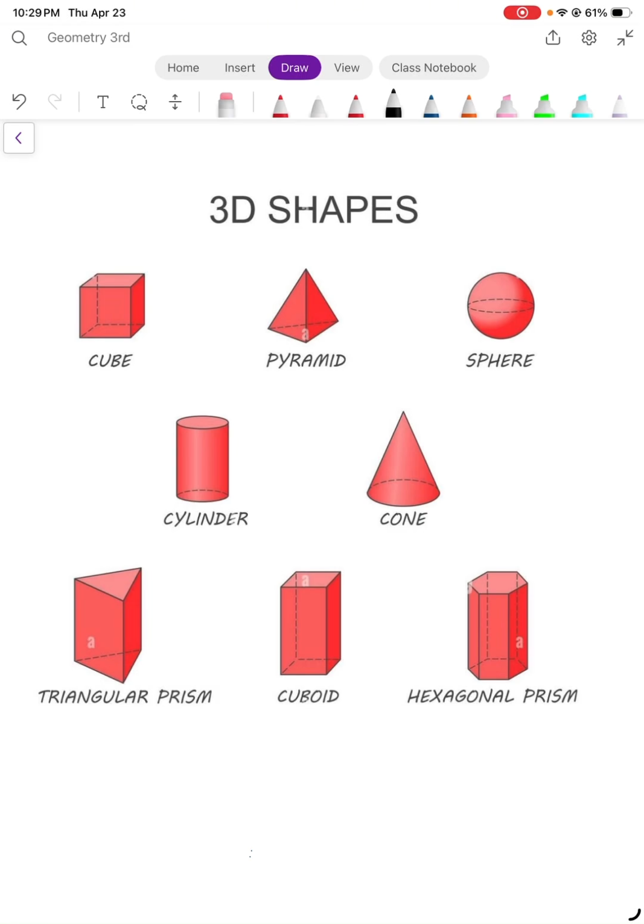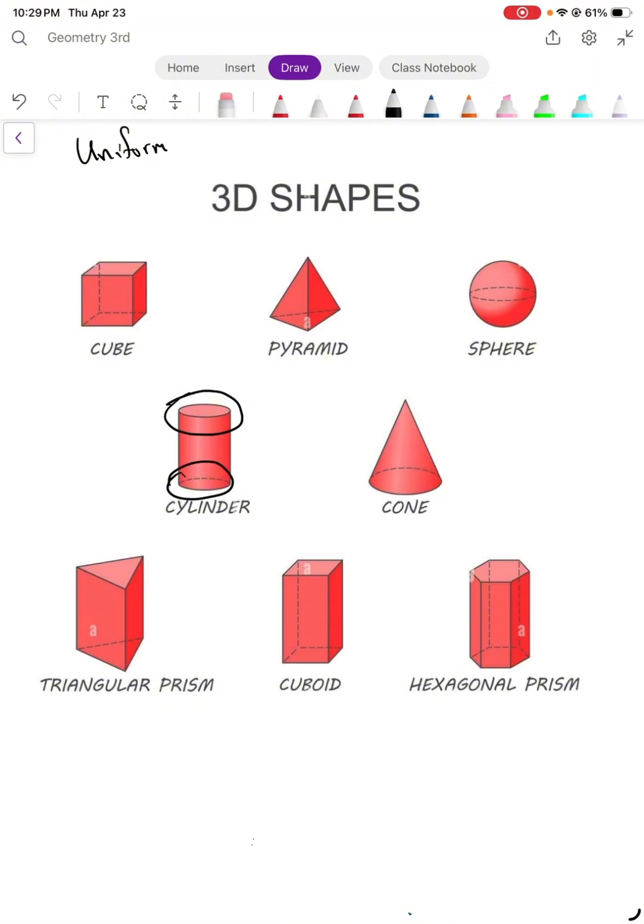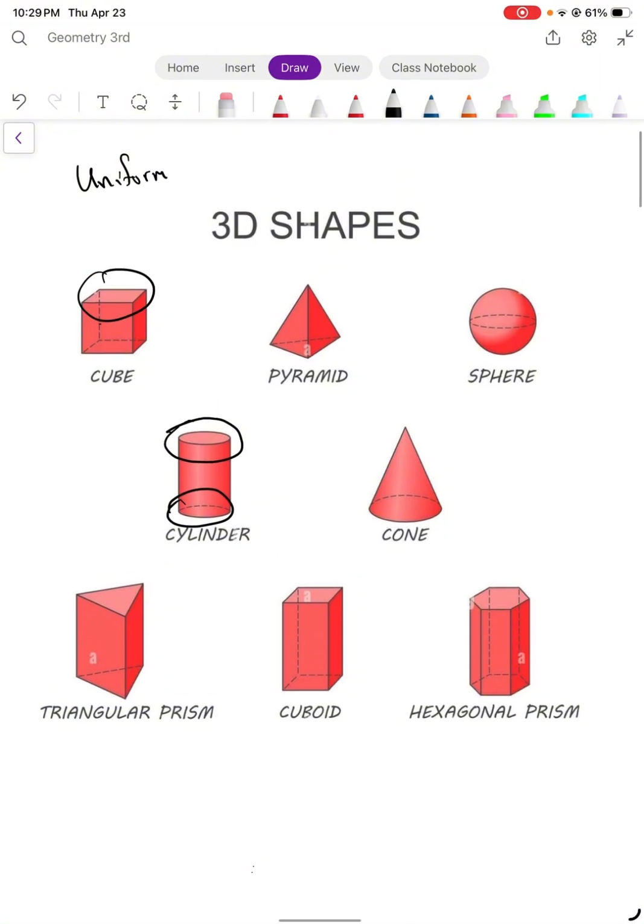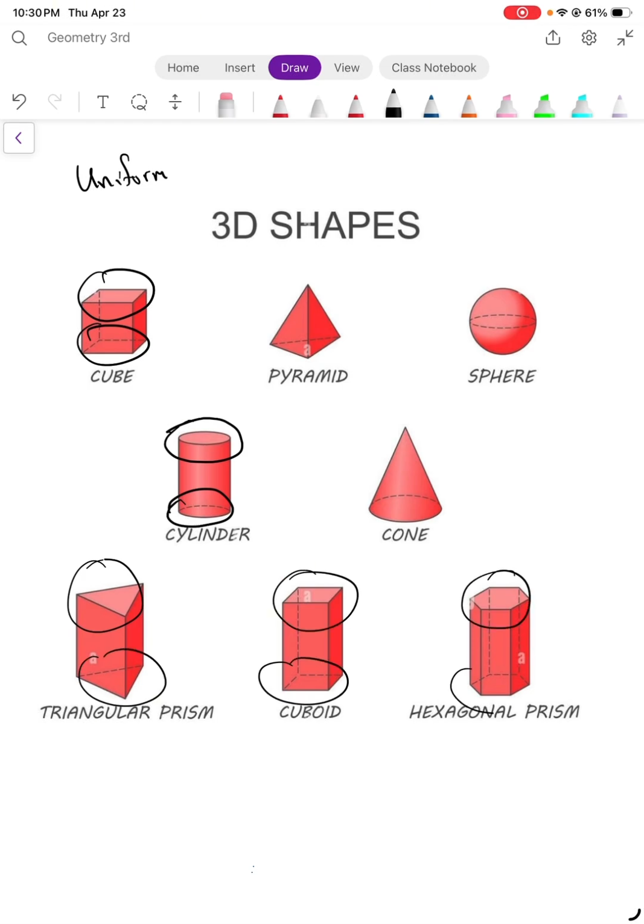Now, I want to point out that there's three different categories of these shapes that we're going to be talking about. The first category I call uniform shapes. The uniform shapes have a top and a bottom, and those top and bottoms are going to be identical, such as the cylinder. The top and bottom are identical circles. The cube, the top and bottom are identical squares, a triangular prism, the rectangular prism. Notice in all of these, the top and bottom are the exact same shape. It's uniform all the way up.